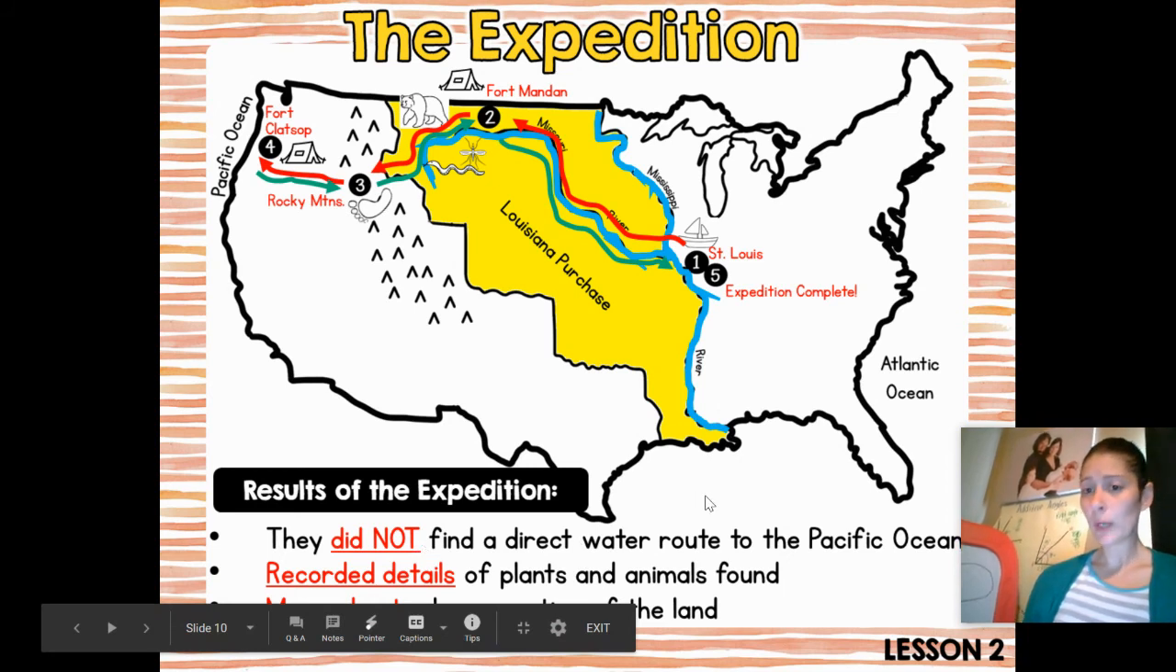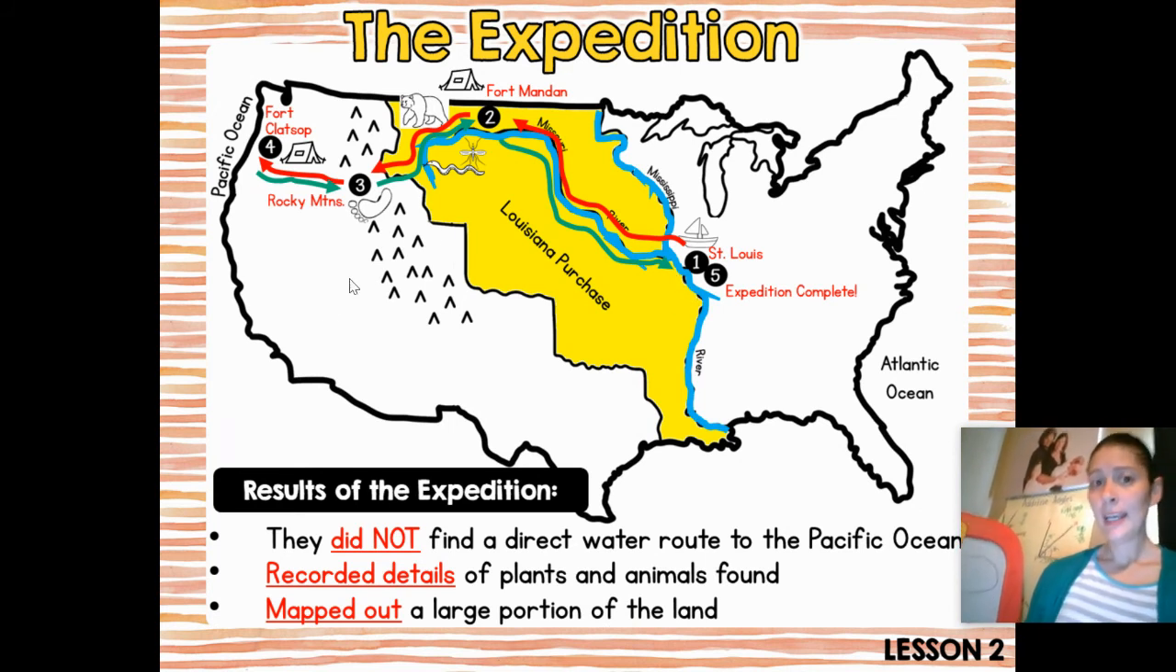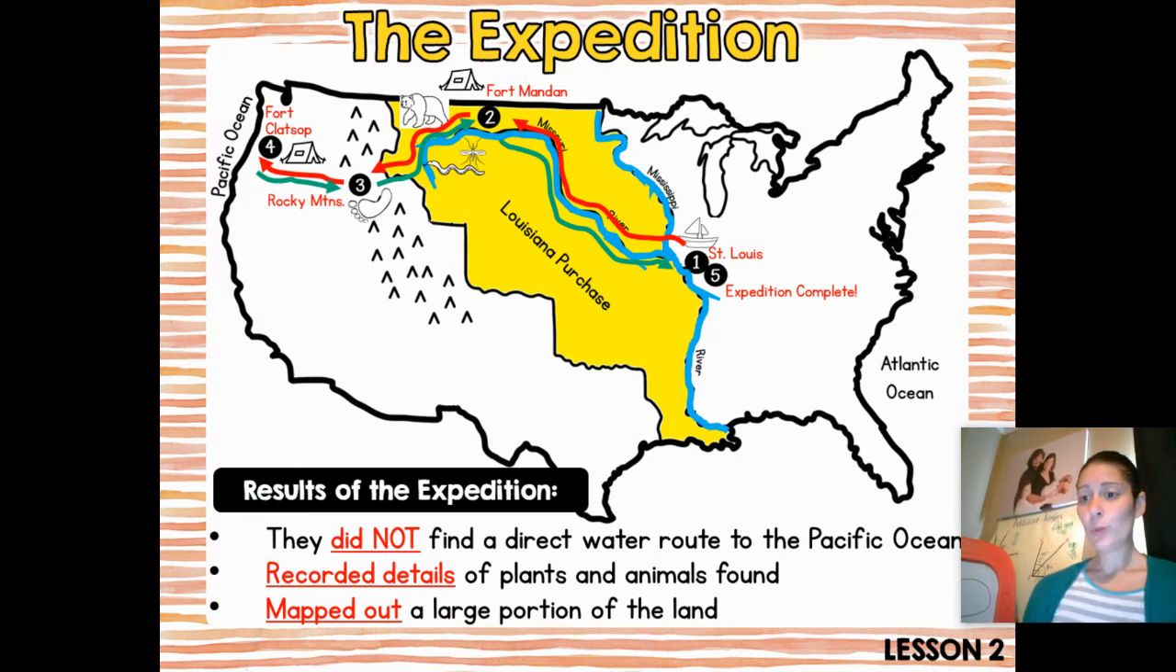Unfortunately, they did not find a direct water route to the Pacific Ocean because it just doesn't exist. Okay. There's too much land in between to get from the Mississippi River to the Pacific Ocean because as you can see, the Mississippi River runs north and south, and the Missouri River does run east to west, but it stops once you start hitting the mountain range here. Okay. They were able to get lots of details of plants and animals that they found, and they were able to map out a large portion of the land, but they weren't able to really get a whole lot of information that they needed in this expedition.